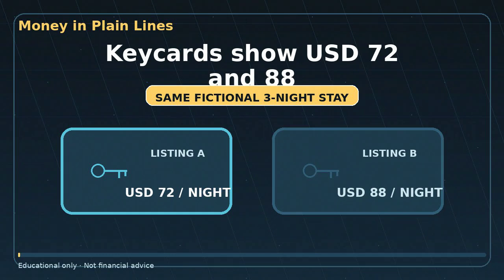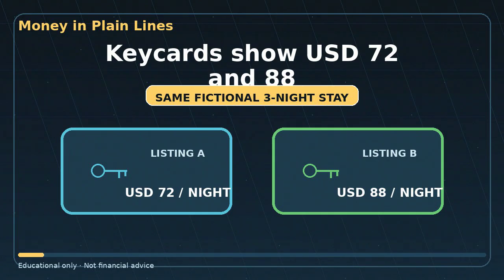Two fictional rental keycards appear for the same 3-night stay. Listing A displays $72 per night. Listing B displays $88 per night. The first number is lower, so listing A can look cheaper at a glance.